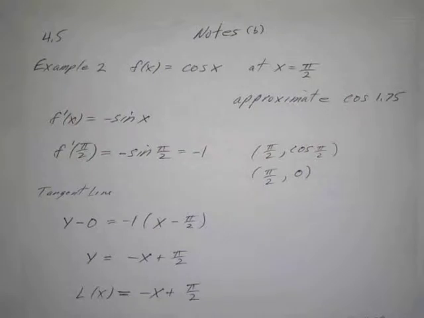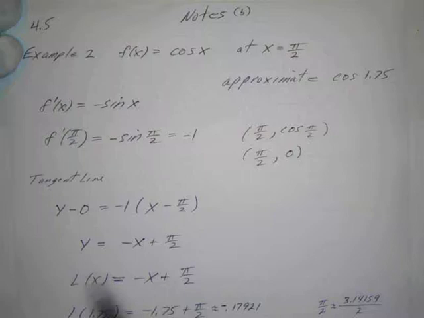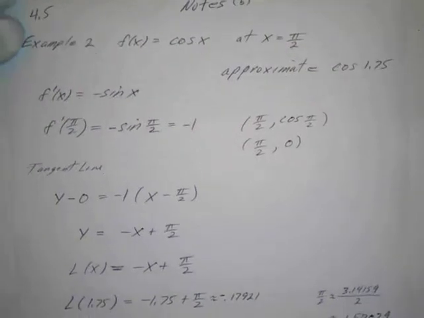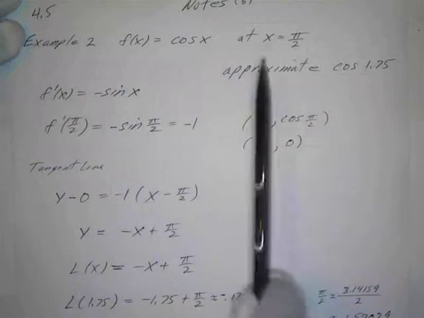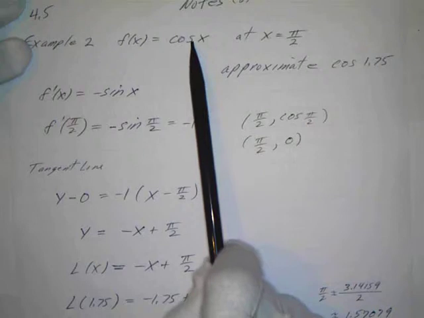So first of all, we're going to find the linearization and then use it to approximate this. So that would be your directions, and these are the same as in your book, so you can just look for the directions. So again, my x is going to be pi over 2, so what will my y value at my point of tangency be?